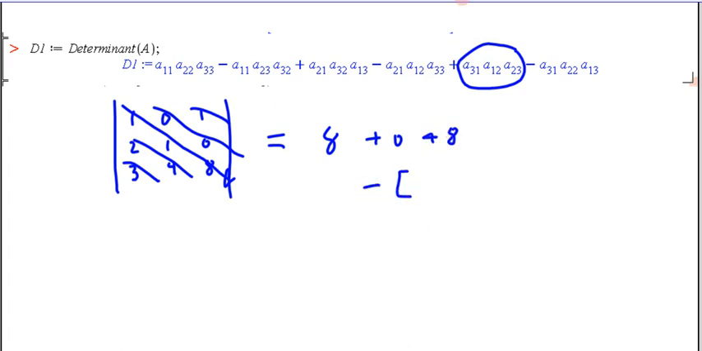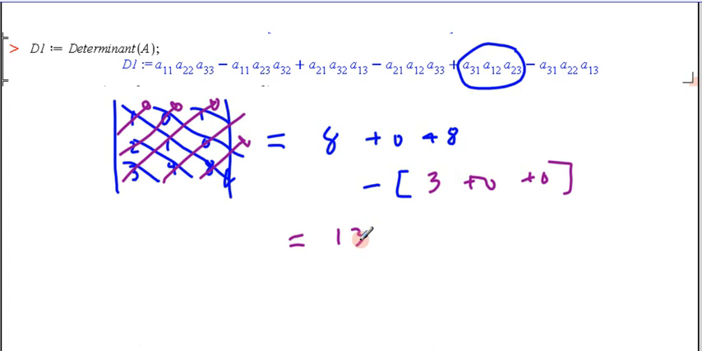Then I'm going to go and multiply those guys together and get a 3. I'm going to multiply these guys together and get a 0. And I'm going to multiply those guys together and get another 0. 8 plus 8, 16, minus 3. So the determinant of that matrix is going to be 13.